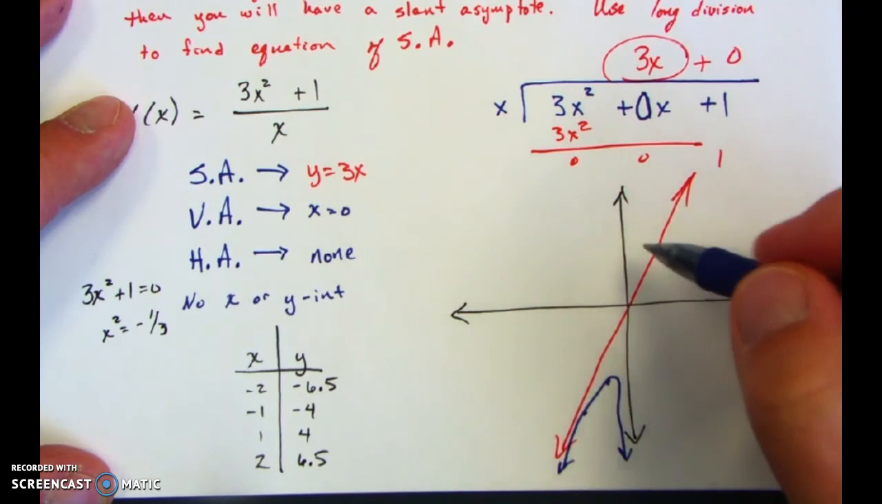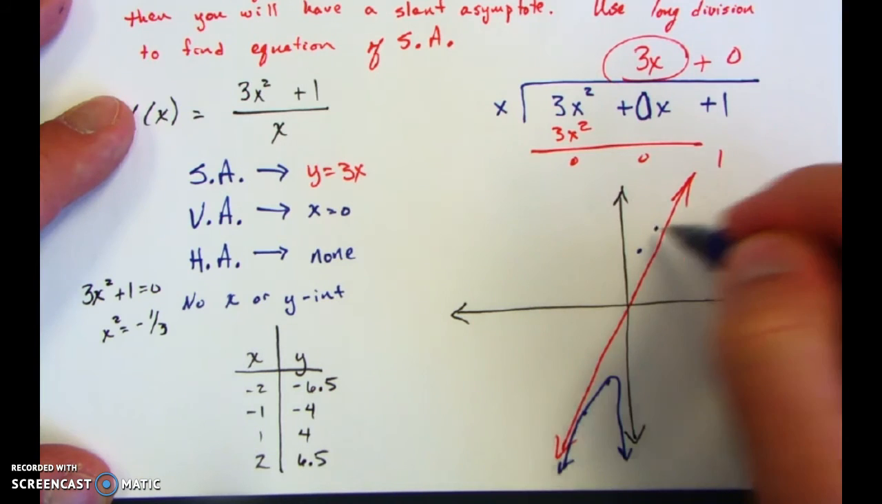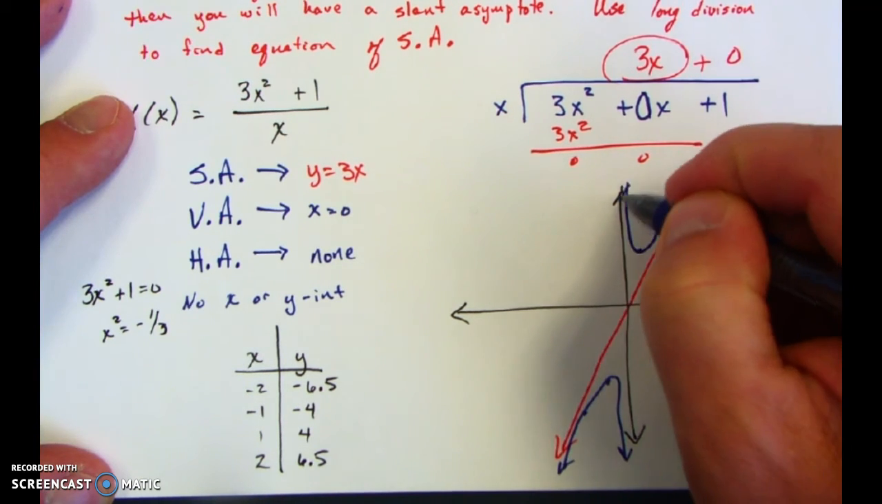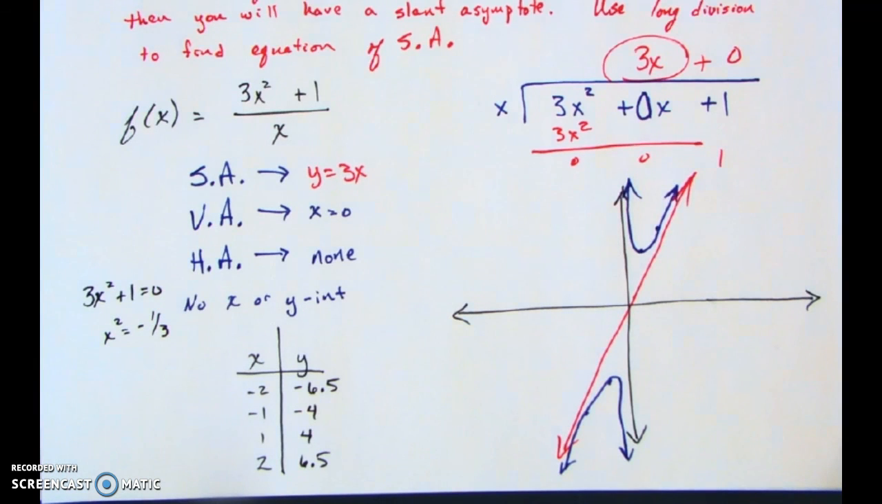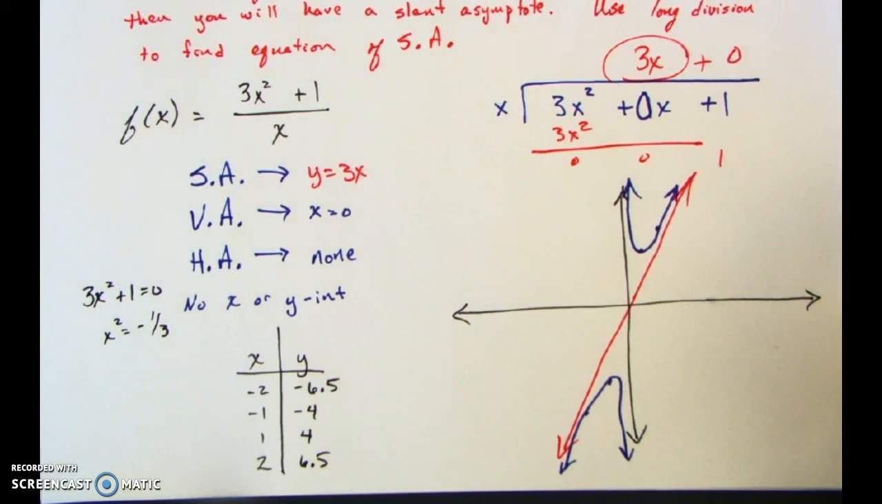Same idea then for our positive values. When I'm plugging in a +1, I get a +4. That's going to be over here. And for the 2, it's 6.5. So again, it's coming from this direction, turning and heading up that slant asymptote. And that's how we can sketch through that graph. Again, just picking points that are close to figure out how those asymptotes are going to dictate what this graph looks like.